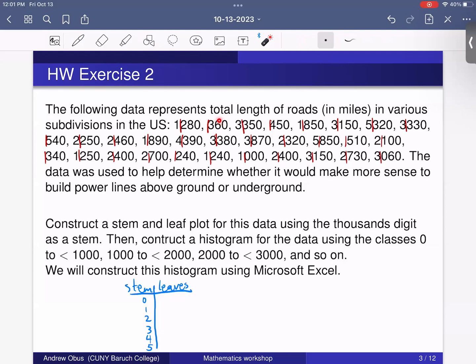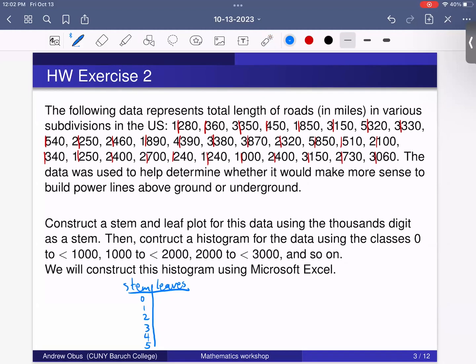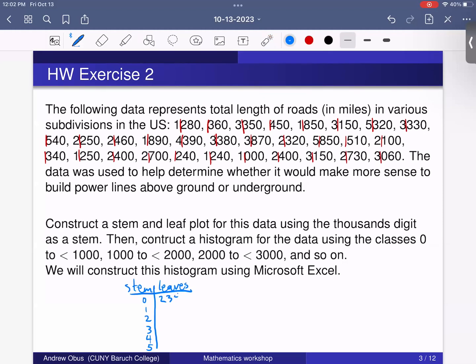So in this case with the 0, I need to see how many things are 3-digit numbers. So that's 360, 540. I'm going to use a 4 here because 360 rounds to 4. 450 rounds to 500, so I'm going to have a 5. 540 also rounds to 5, 510 also rounds to 5, 340 rounds to 3, and 240 rounds to 2. So I'm going to have a 4, a 5, a 5, a 5, a 3, and a 2. Maybe I'll put those in order. So that's going to be 2, 3, 4, 5, 5, 5. Those are my leaves there.